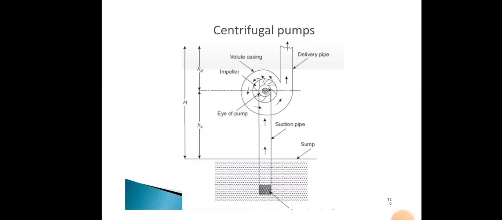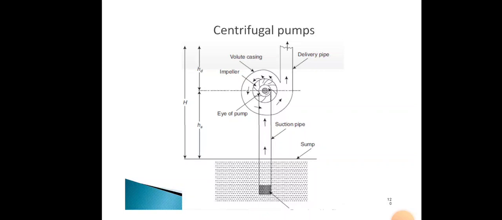Then suction pipe. One end is connected to the eye and the other is dipped in the liquid. Then delivery pipe. One end is connected to the eye, the other to the overhead tank. Then foot valve. It allows water only in the upward direction. Strainer. It prevents the entry of foreign particles or material into the pump.